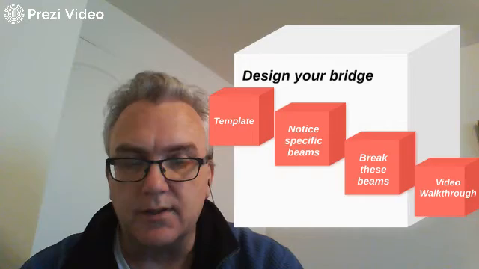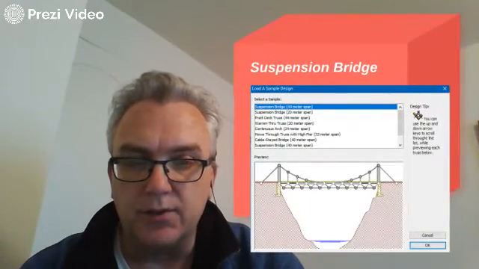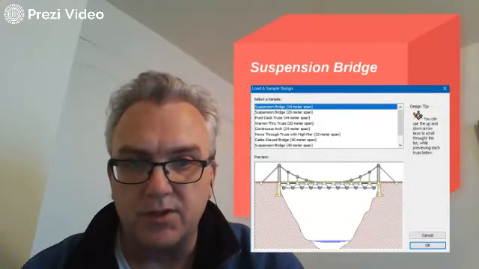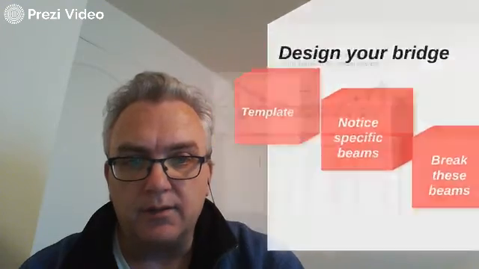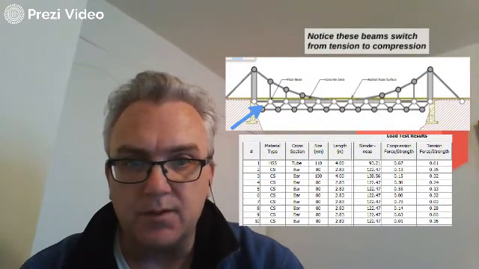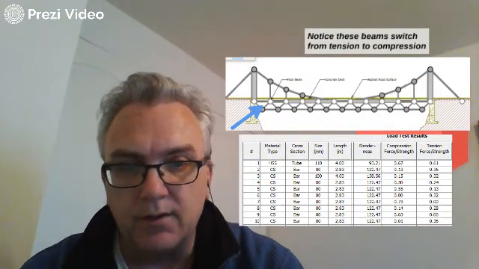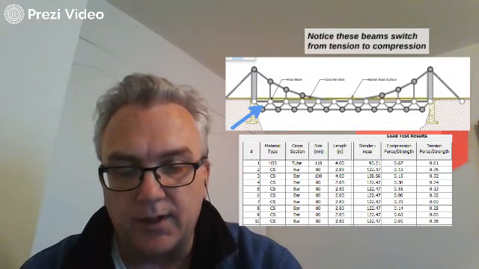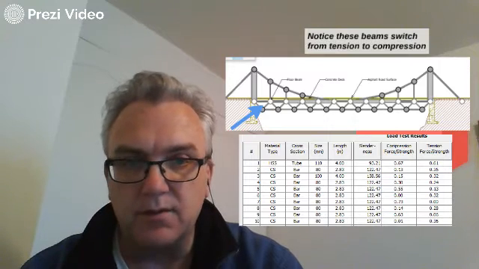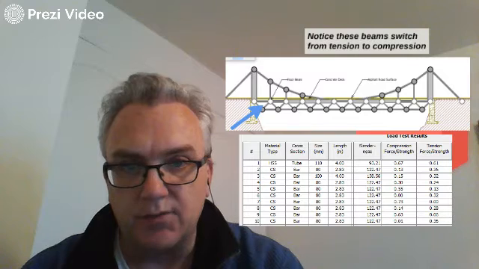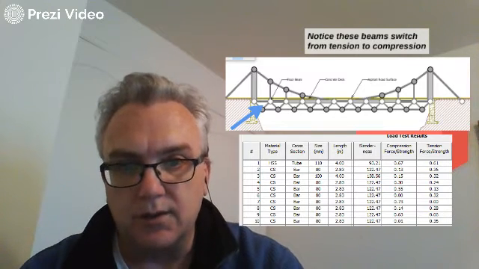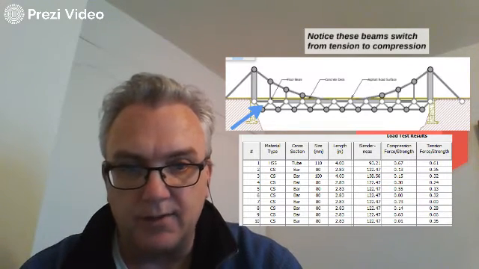So what I want you to do today is design a bridge, and I'm going to ask you to use a specific template. Use the suspension bridge. It's the first one in the template list whenever you're using the software. And I want you to notice again specific beams. Specifically this one right here, and it's number 1 on the beam list. And the one right next to it right here is number 43 on the beam list. So as you're running your load test, look at those beams and watch how they change from red to blue. So you'll see that they're both under compression and tension.